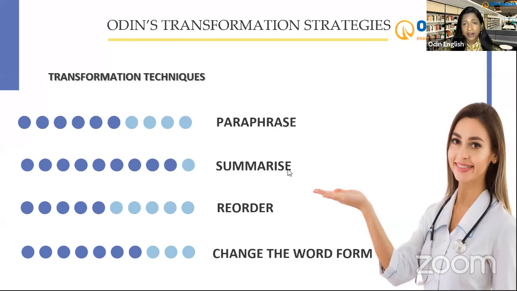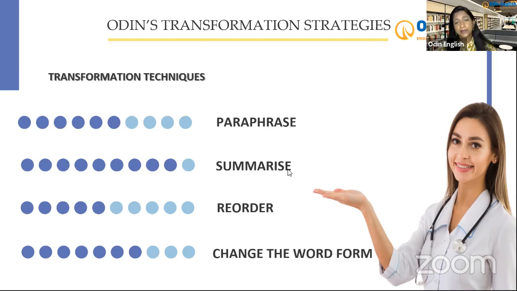Another way is that there will be information under different sections, under different visits. What you should do is look at whether certain information is related to each other. If they are related, you have to associate them together and write it in a summarized form.